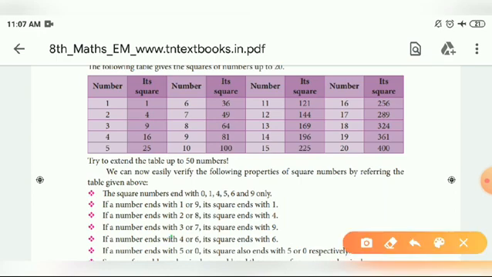Next, the fourth one. If a number ends with 3 or 7, like 13, 17, its square ends with 9. Let's check it. 3 3s are 9, 7 7s are 49, unit place is 9. 13 13s are 169, unit place is 9. 17 17s are 289, unit place is 9. So if a number ends with 3 or 7, its square ends with 9.